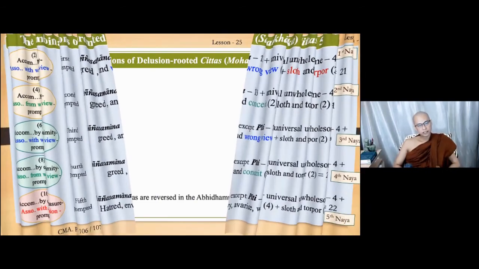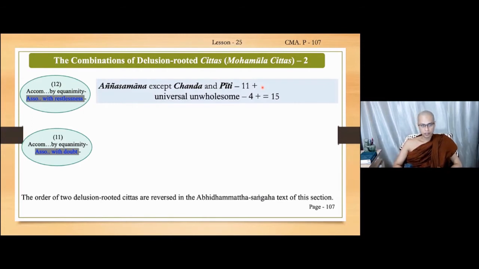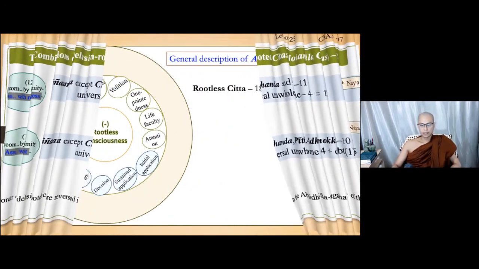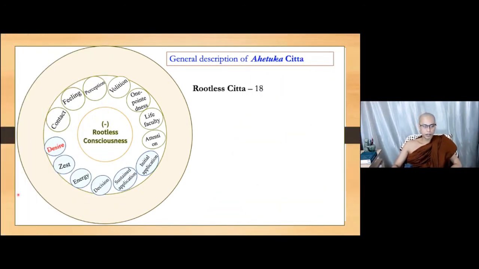Then for the delusion-rooted consciousness, Uddhacca Sahagata and Vicikiccha Sahagata each associate with 15 mental factors, but they have a different counting. This was already studied in lesson 25, but I just want you to keep this information in mind so that we can properly understand the unwholesome consciousness, the mental process of unwholesome consciousness.